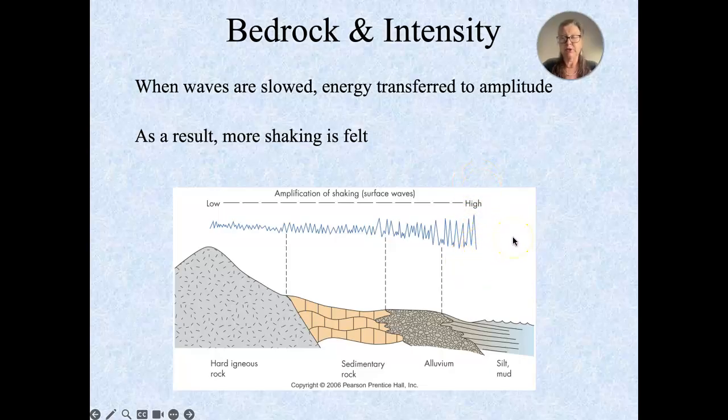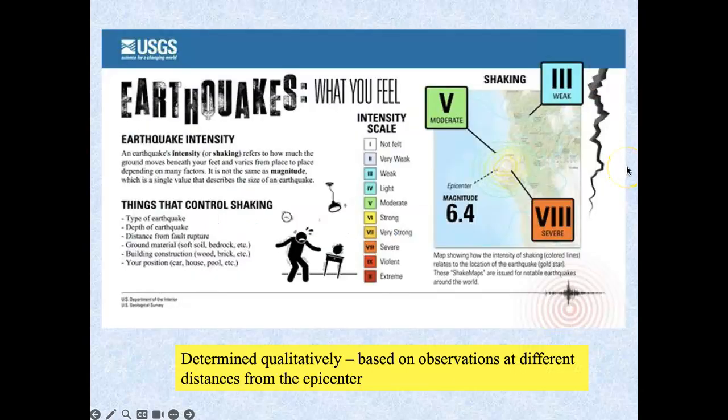And in fact, the bridge collapse that I showed you in the Loma Prieta earthquake was built in one section on silty material, and that is the part that failed. This is from the United States Geologic Survey. It's kind of a poster advertising the earthquakes and what you feel when you feel that shaking. And it talks about the different things that control that shaking. And I've just put this sentence down here to remind you, this is a qualitative statement based on observations.